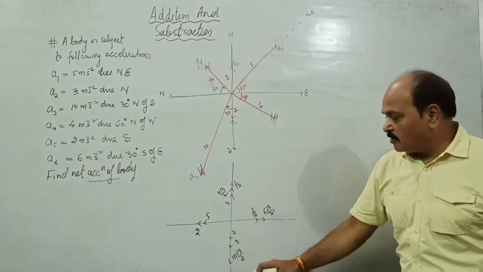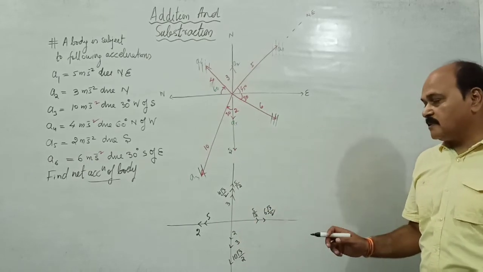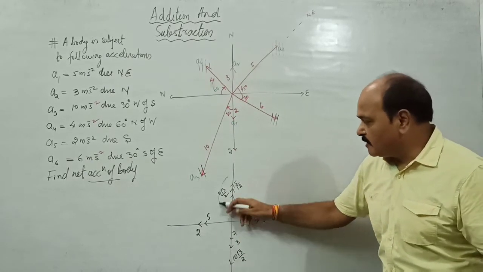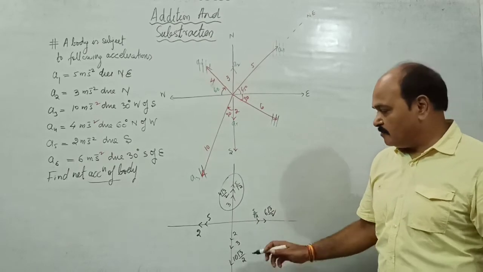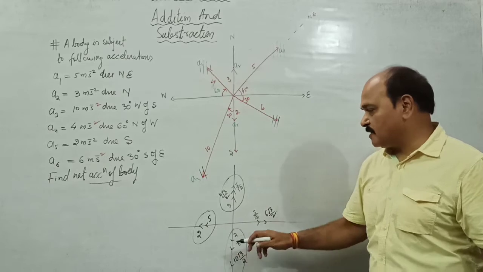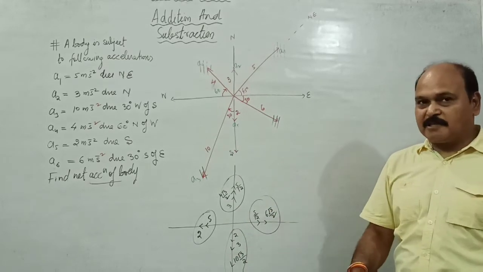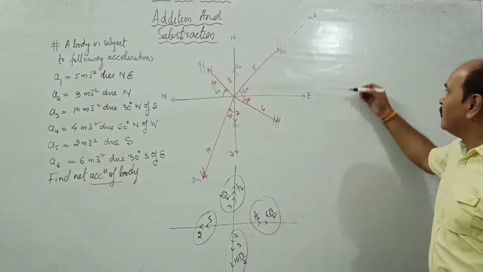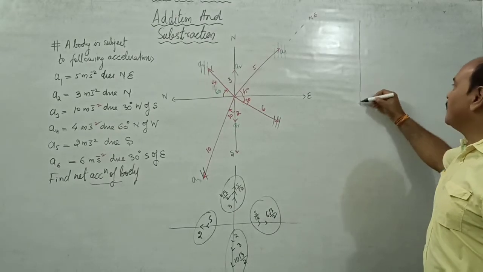Now see, all the vectors which were not along the axes have been resolved. Now see, all these three vectors are in the same direction, case 1. Both these vectors are in the same direction, case 1. So if we apply case 1 along all four axes, what do we get?